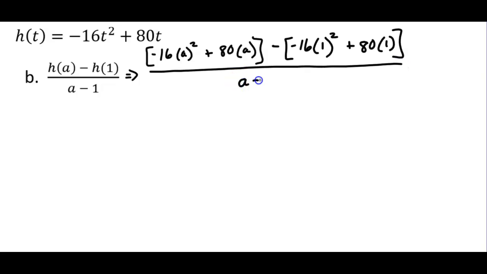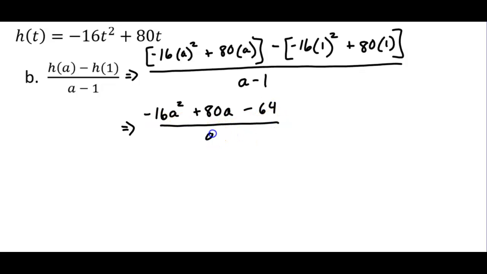In the denominator, we have a minus 1. We can't simplify that this time because we don't have a value for a, so we're kind of stuck with that a minus 1 for now. All right, up in the numerator, then, you're going to have a negative 16a squared plus 80a minus, what's that going to be? Well, it was a negative 16 and an 80. I think it's 64 over a minus 1.